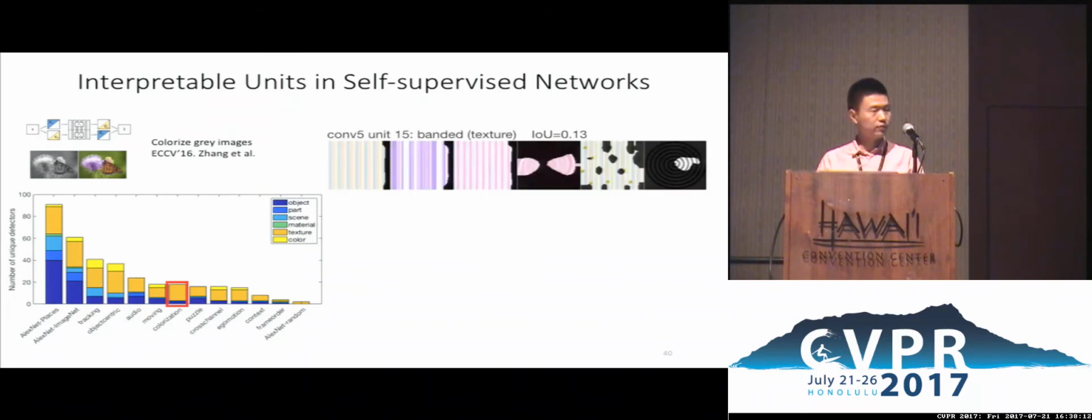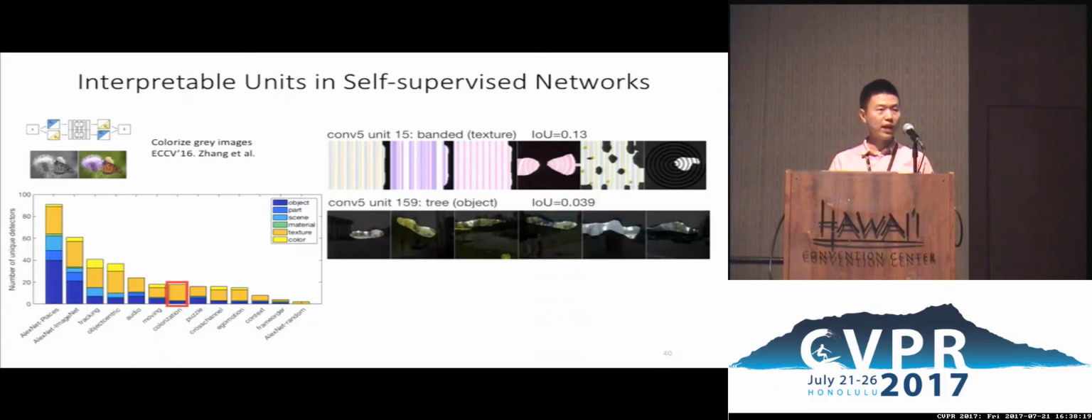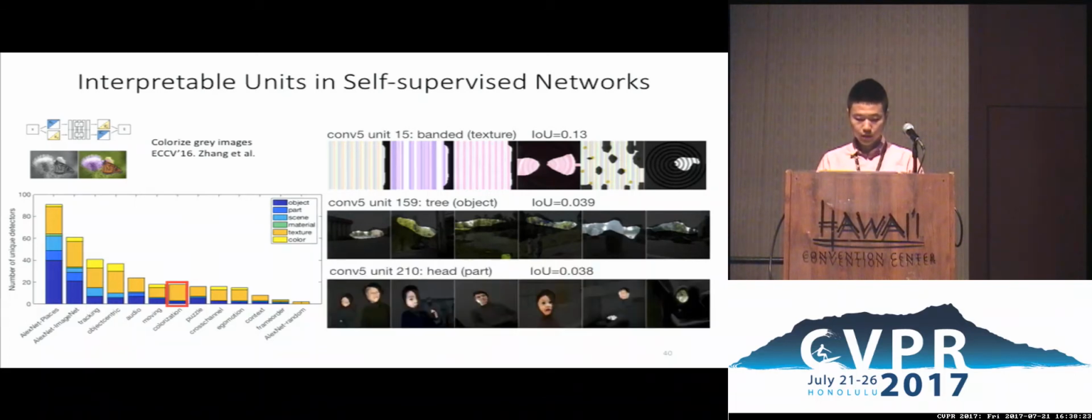Here we show one texture detector. It detects those banded textures. Here is an object detector detecting the tree. Here is an object detector for the hat.